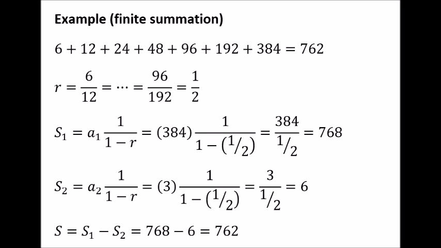That is the same as if we just added 6 plus 12 plus 24 plus 48 plus 96 plus 192 plus 384. In fact, that probably would have been easier. But this approach of using the geometric series would be helpful if we had more than 7 terms in our summation.